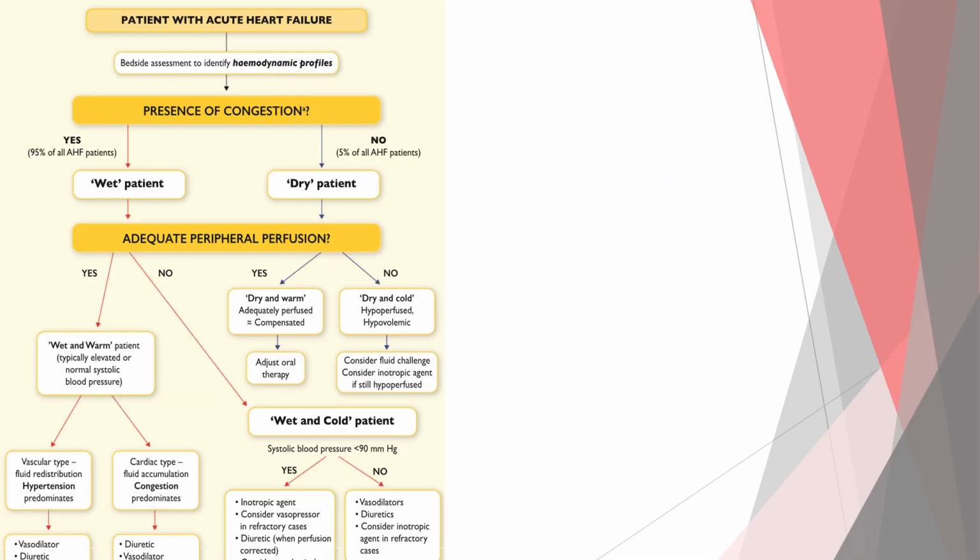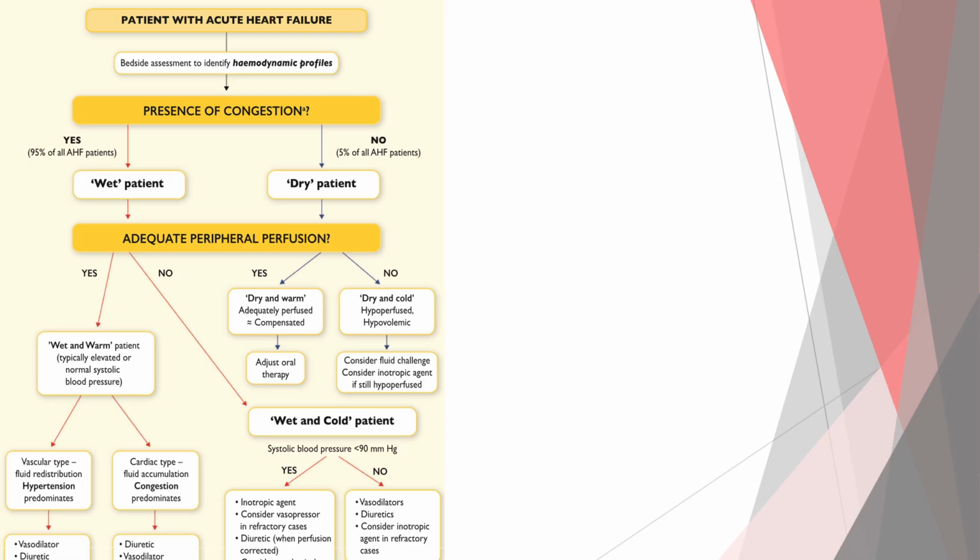So again, let's follow our own algorithm. Is there a presence of congestion? So the patient is wet. Is there adequate peripheral perfusion? If the answer is yes, the patient is wet and warm. So we should start some of the chronic heart failure therapy, but consider an increased dose in diuretics if the patient is already on diuretics or initiating diuretics, plus or minus vasodilator consideration.